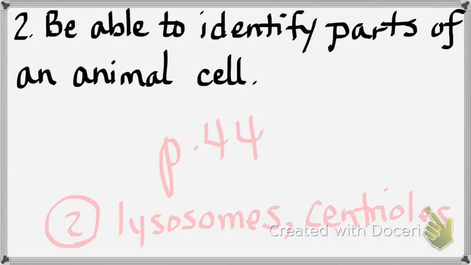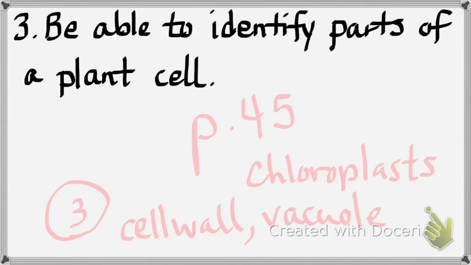Lysosomes and centrioles. Okay, so let's make sure that it's clear in your notes what you just wrote down. You wrote down 2 things animal cells have that plants do not: lysosomes and centrioles. And then you wrote down 3 things that plant cells have, animals do not: cell wall, chloroplast, and the central vacuole.